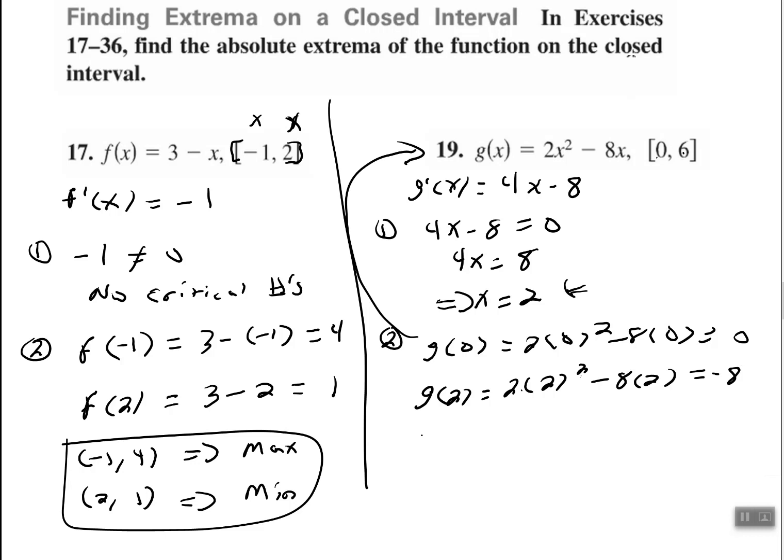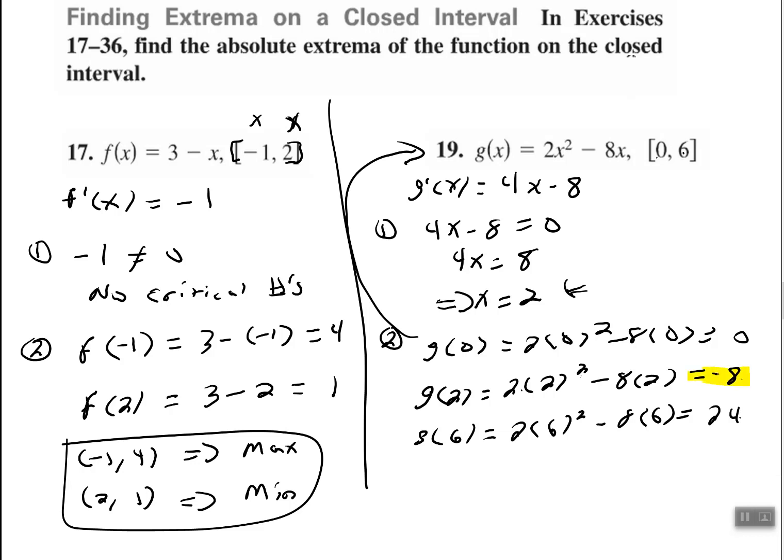And then g of 6. So 2 times 6 squared minus 8 times 6. So 6 squared, 36, times 2 is 72, minus 48. So 24. So I have 0, negative 8, and 24.